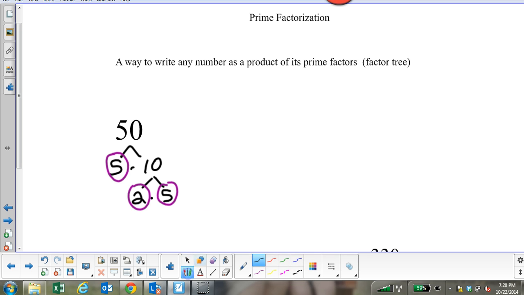So 5 times 2 times 5, and typically we'll probably write it from least to greatest. So 2 times 5 times 5 would be the prime factorization.